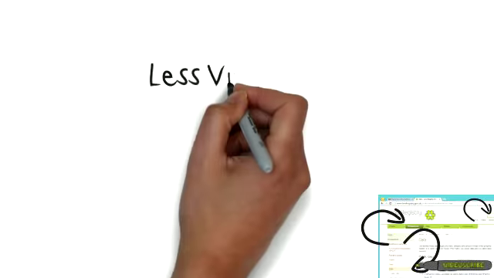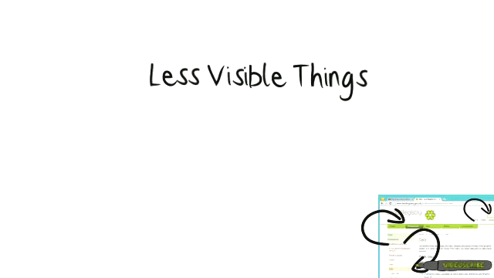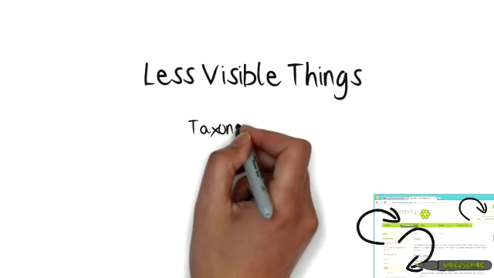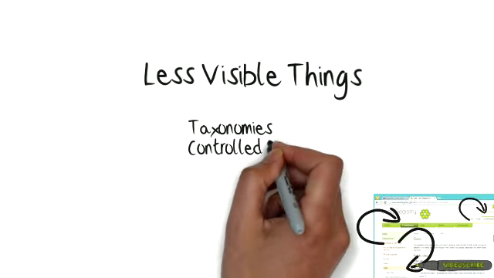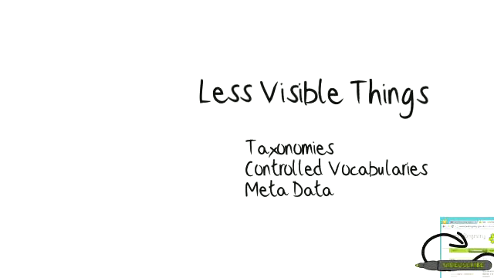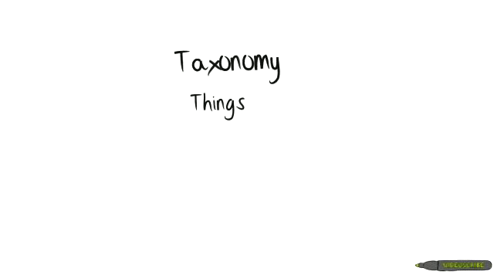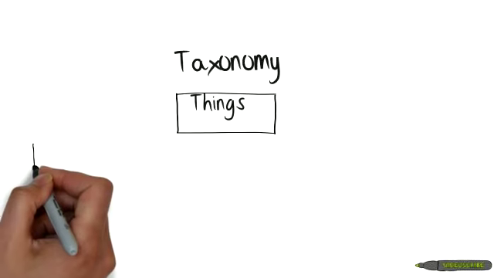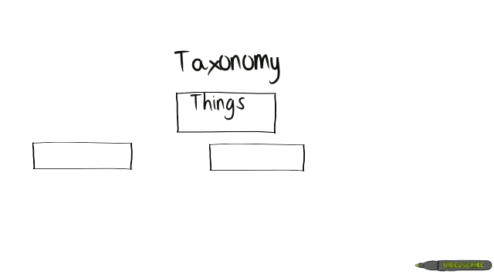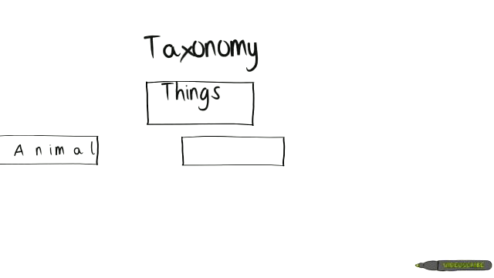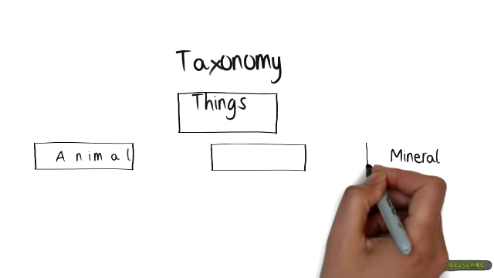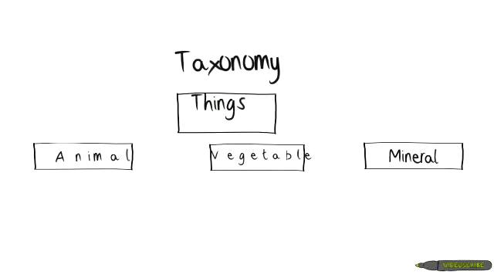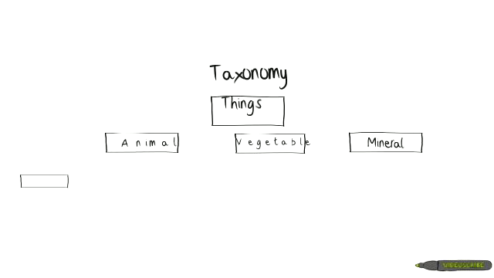Behind these things are less visible things like metadata, controlled vocabularies, taxonomies. What are these things? Well, a taxonomy is just a technical name for a very familiar way of hierarchically classifying things into groups. Doing this helps us to build a mental map of where things are. It helps us to organise the information, and it can also help the search engine.